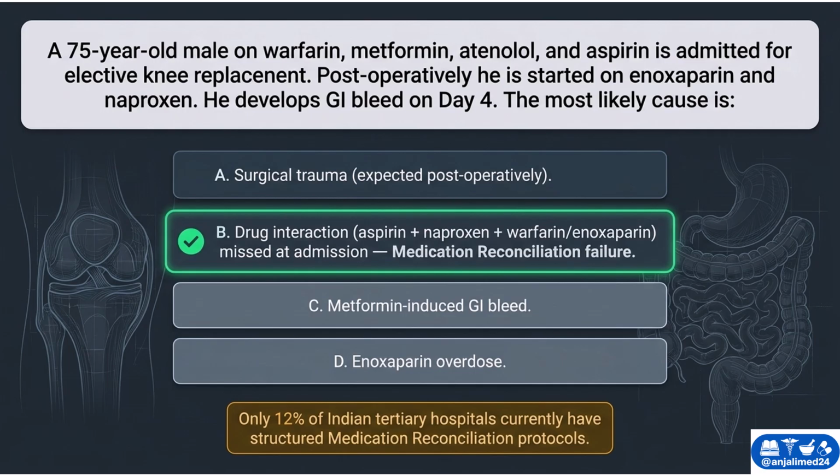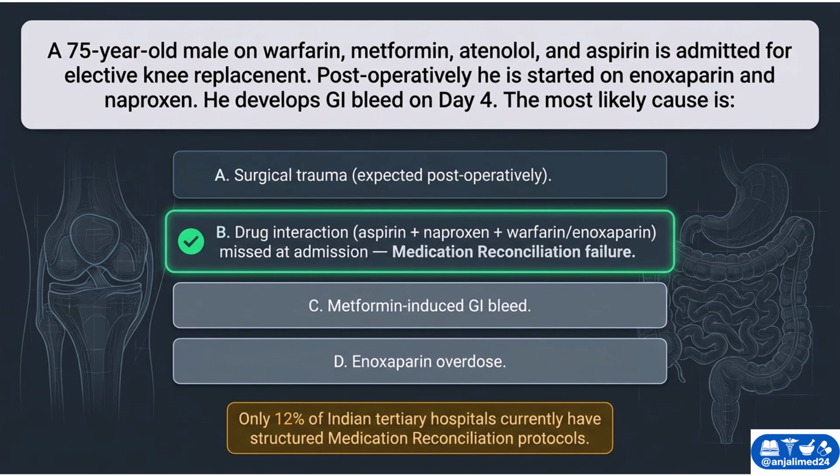This scenario highlights several important principles. First, elderly patients with polypharmacy are extremely vulnerable to adverse drug events. Second, high-risk drugs such as anticoagulants, NSAIDs, and antiplatelets require meticulous review during transitions of care. And third, clinical pharmacists play a crucial role in identifying these interactions before harm occurs.